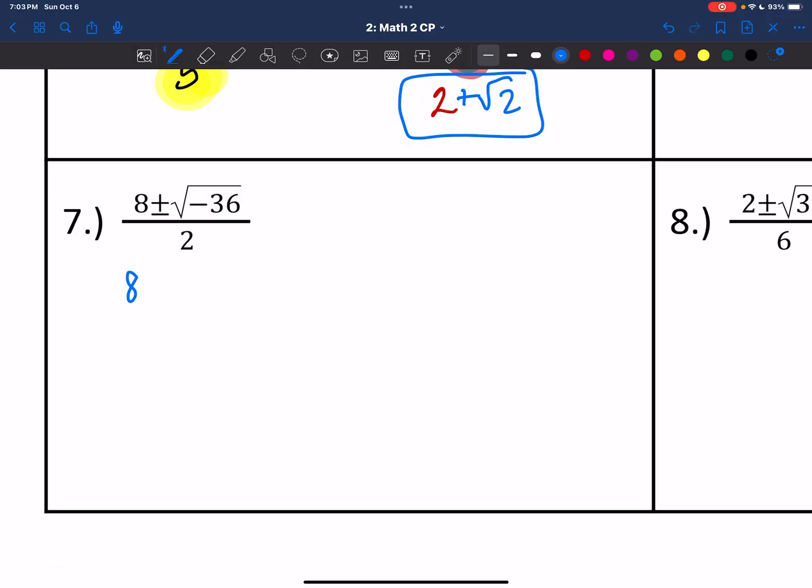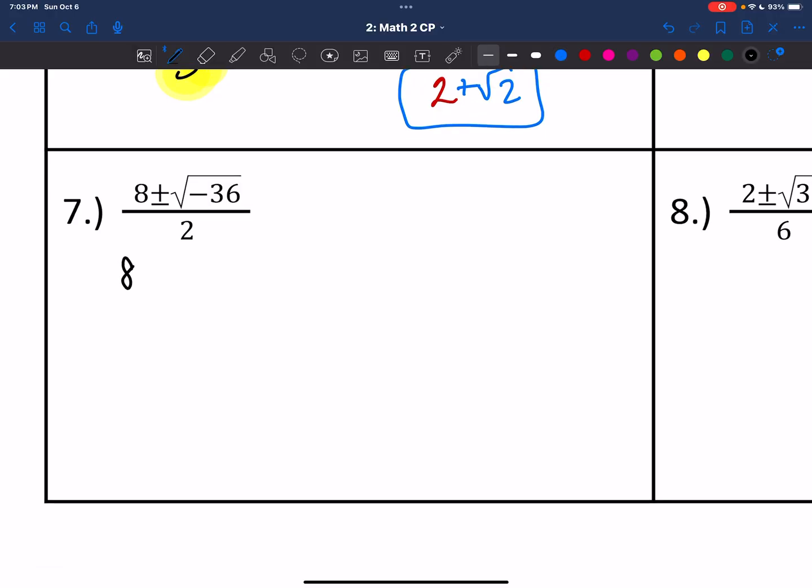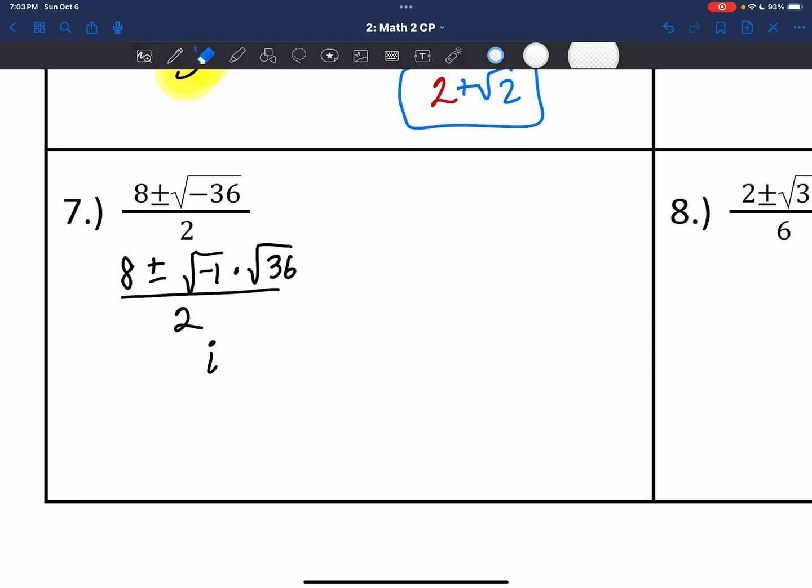So we have 8 plus or minus, and remember, this is the same as root negative 1 times root 36, so we have our perfect squares, and it's all over 2. And then remember, root negative 1 is the same as i. We know that root 36 is the same as 6. And then you have your 8 plus or minus 6i, and it's all over 2.